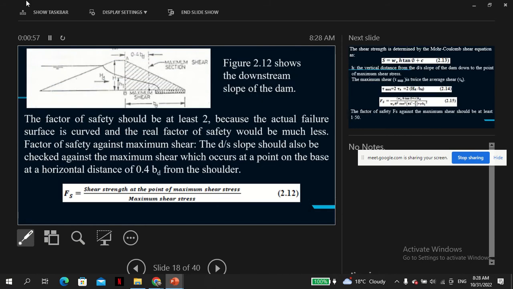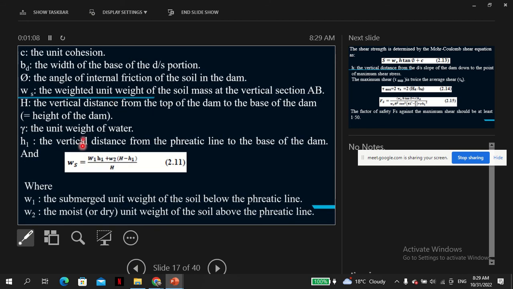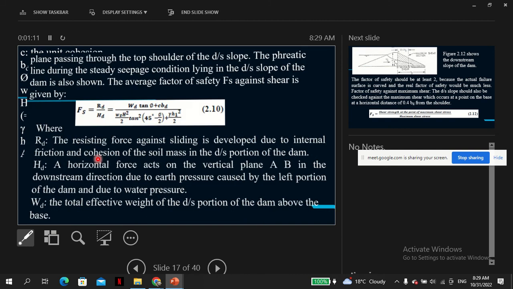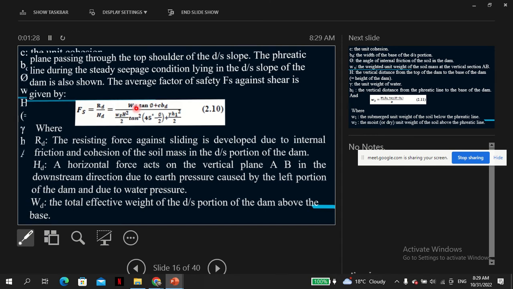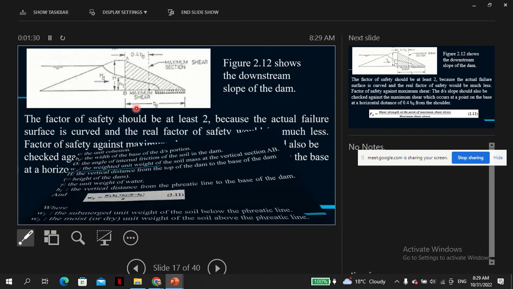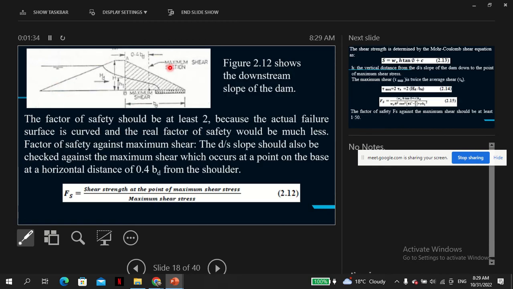So figure 2.12. This is just to show you. But again, here is just the resisting force over the driving force, and the resisting force has something to do with phi and c, as you can see, and then this has something to do with the self weight. The notations are shown in the diagram.